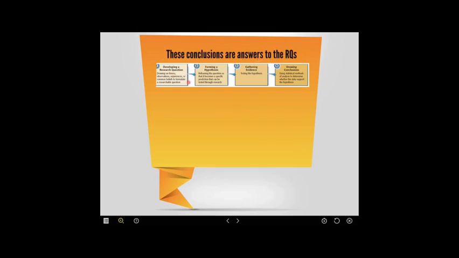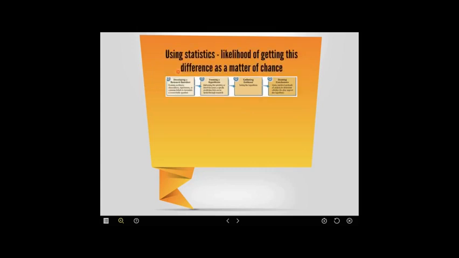And these conclusions you make are the answers to the research question, and the conclusions are made using statistics. It is assuming that if there was no difference between males and females in their memory, what is the probability or likelihood that you would find the difference that you found, which is a 10 point difference, by chance? And based on that chance probability value, you determine an answer to your research question.